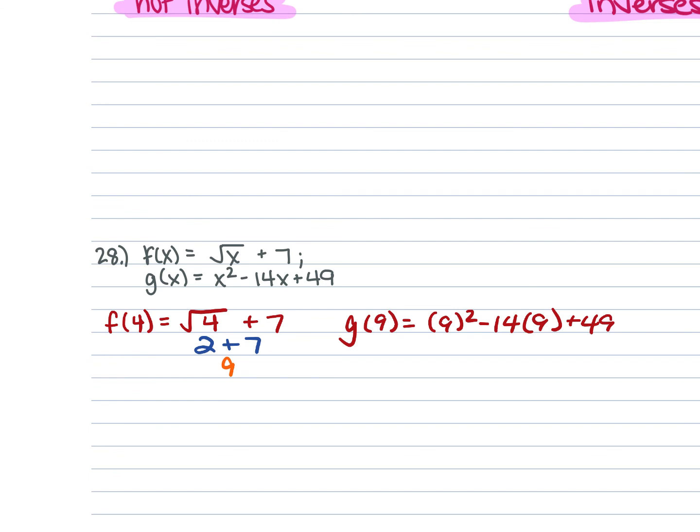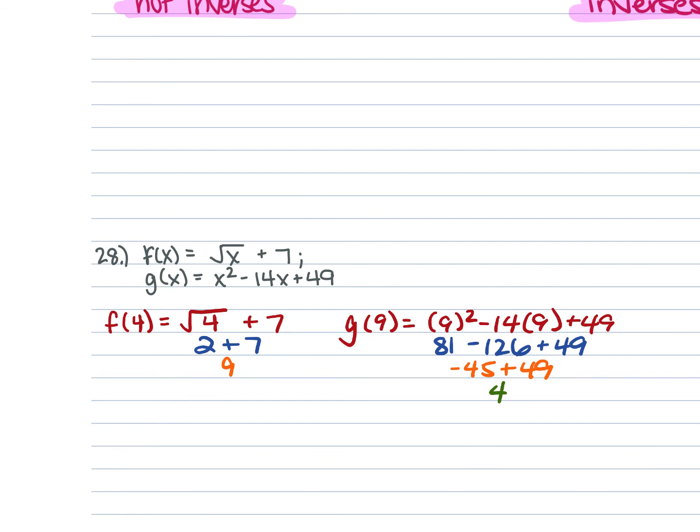From here, that 9 squared is 81. The negative 14 times 9 gives us a negative 126. From here, we have 81 minus 126. That gives us negative 45. Plus 49 gives us a positive 4. That 4, it's a 4, not a 5.